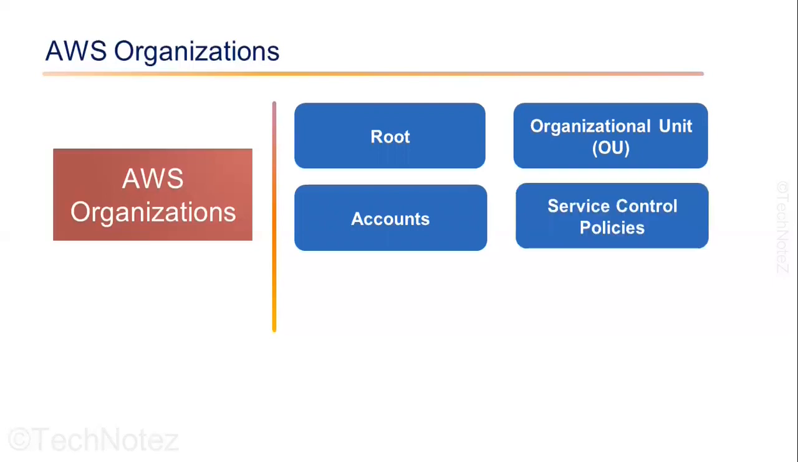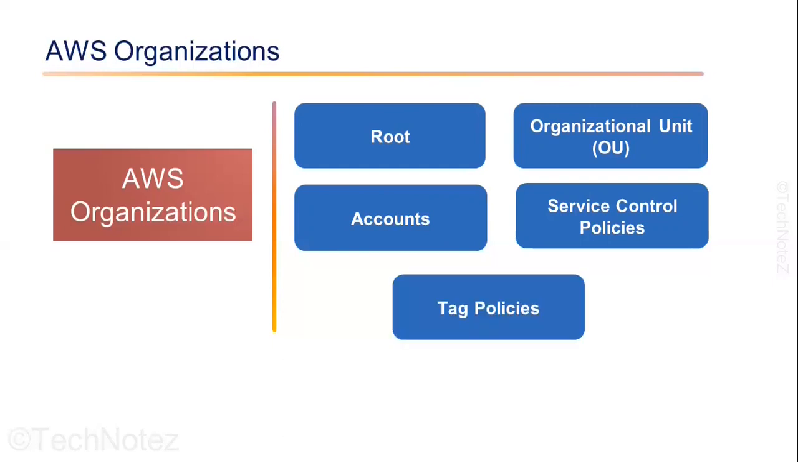Service control policies, or SCPs, are policies that you can apply to organizational units or accounts to manage permissions and access to AWS services and resources. SCPs act as a guardrail to help you enforce policies for your organization. Tag policies, a policy that you can apply to your organization to help enforce tagging compliance across your accounts. Tag policies enable you to standardize tags across accounts and ensure that resources are properly tagged.